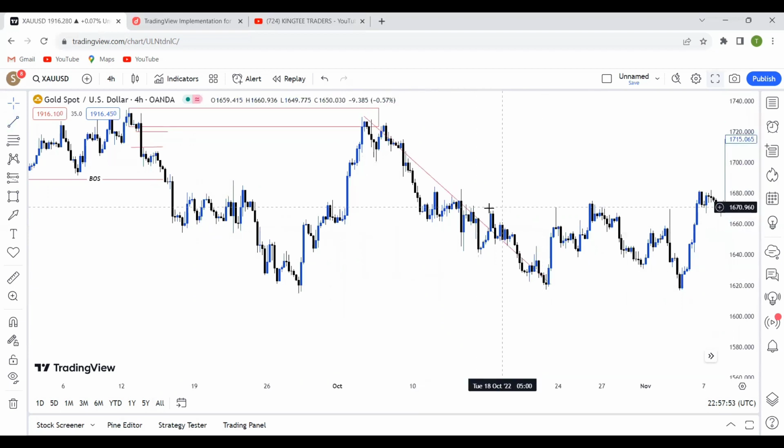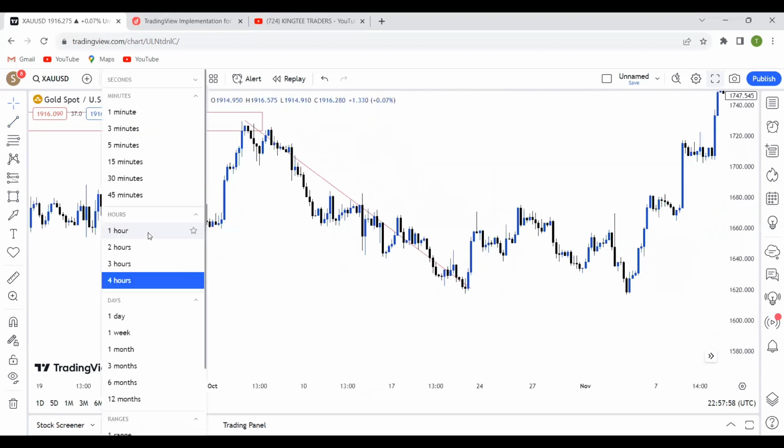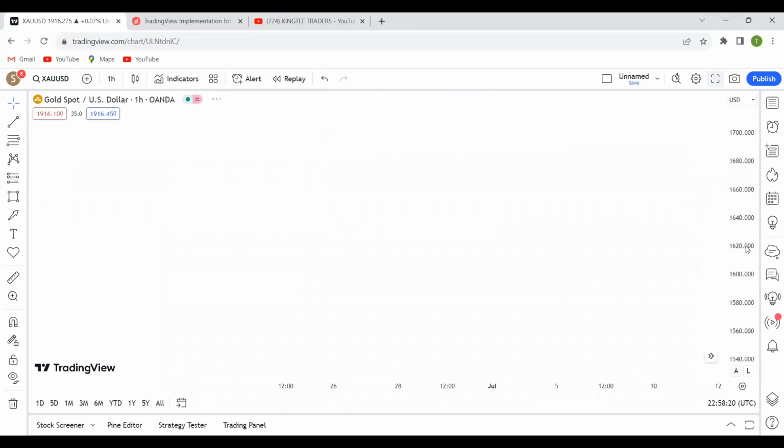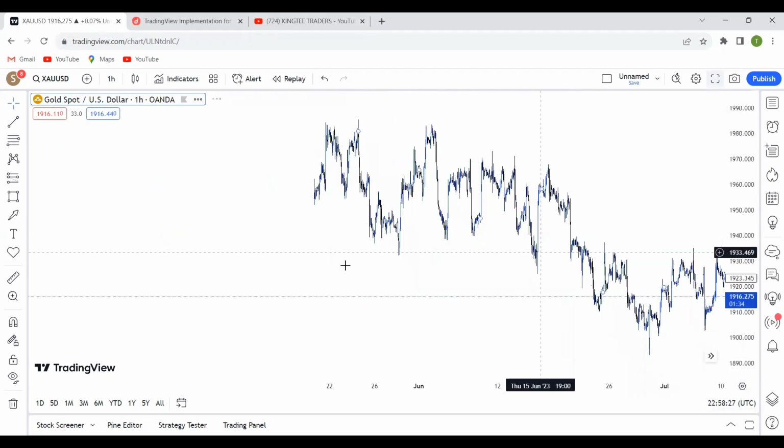Also, this is a clear downtrend, but I want us to drop to a 1-hour time frame. One most important thing is that you need to be flexible with time frames. There's no specific time frame that I can recommend to you to look for a setup at. You need to check all time frames. Now let's go to 1 hour.